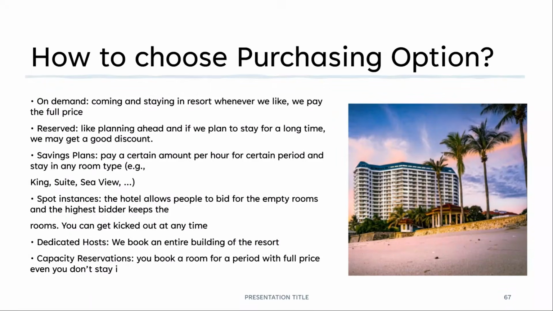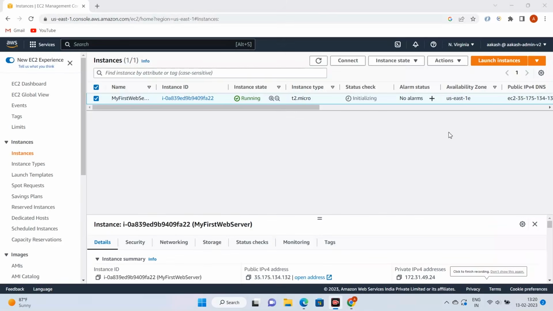Then capacity reservations: you book a room for a period at full price, even if you don't stay, it's fine. I'm just going to book a particular room for a particular period and pay the full price. I don't care if I stay in it or not, that's up to you. So those are all the purchasing options available in EC2.